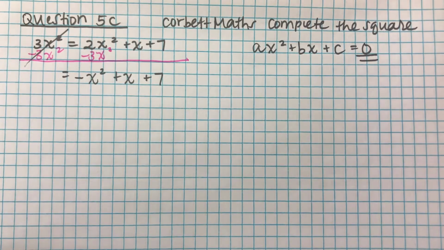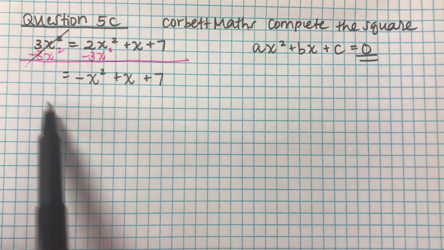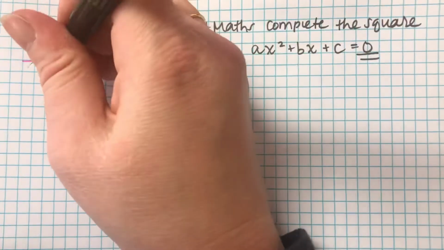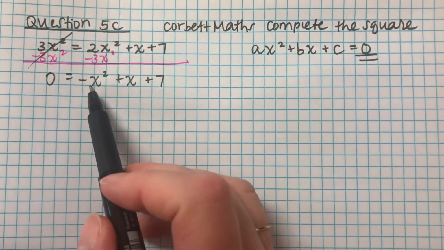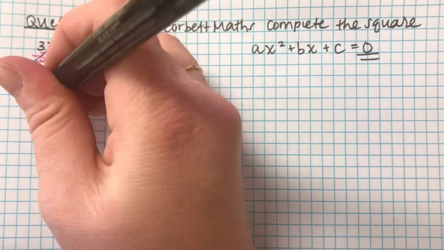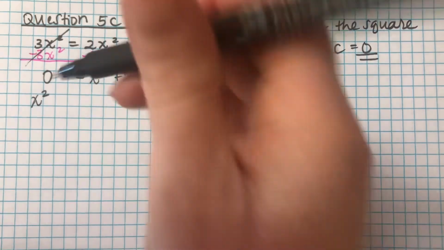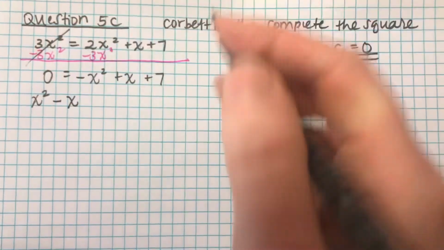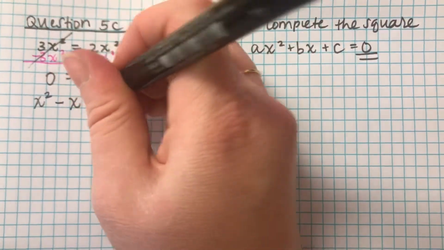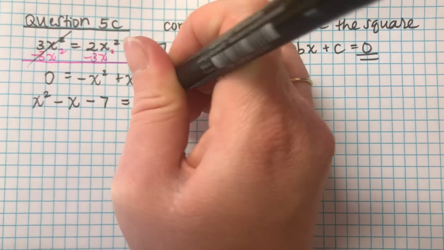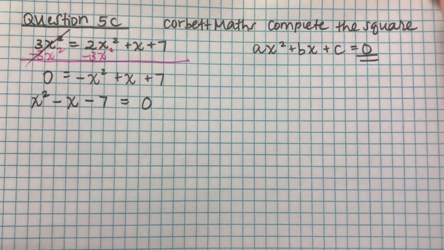So what I will do is actually take everything and move it to the opposite side of the equation, since I now have 0 over here. If I add x squared to both sides, I end up with x squared over here. If I take away x from both sides, I have minus x. And if I take away 7 from both sides, I end up with minus 7 over here. And then everything on the right side has just come to 0.